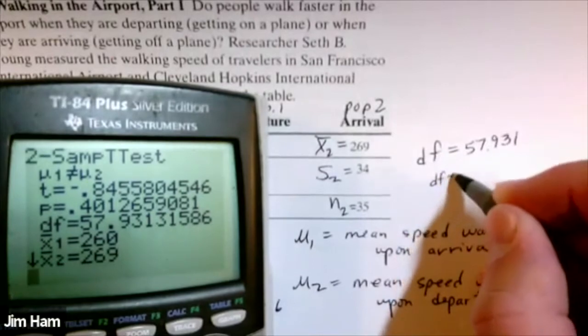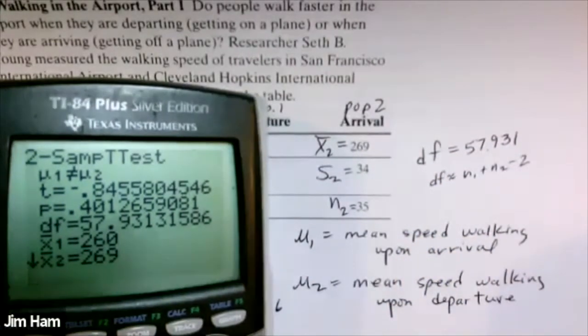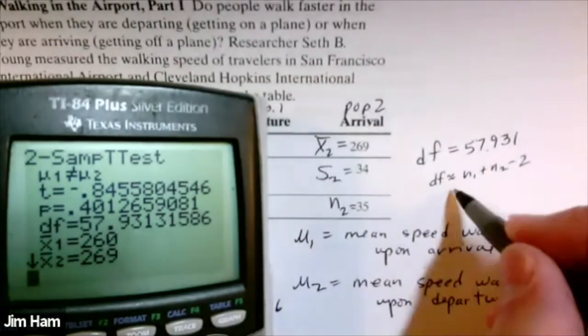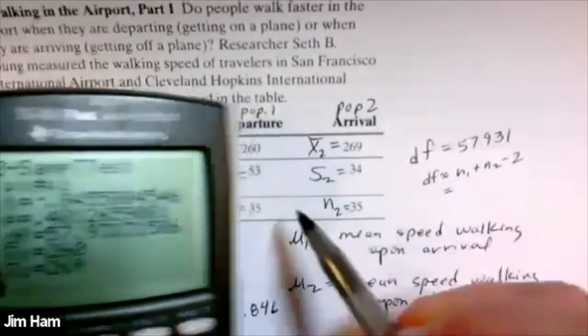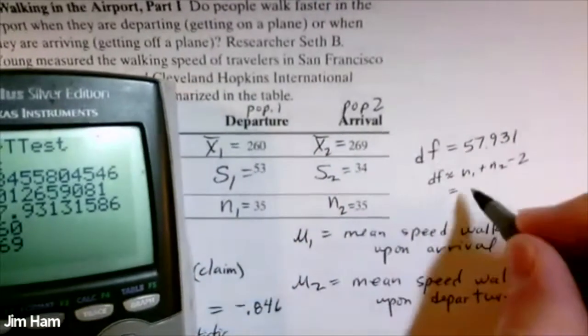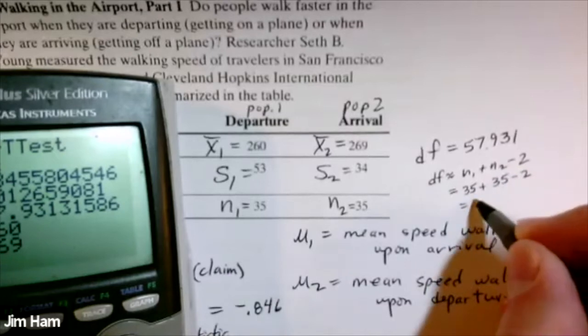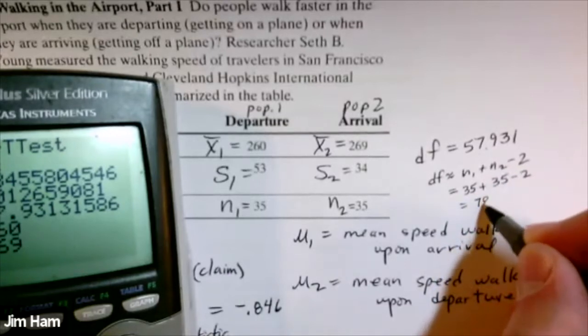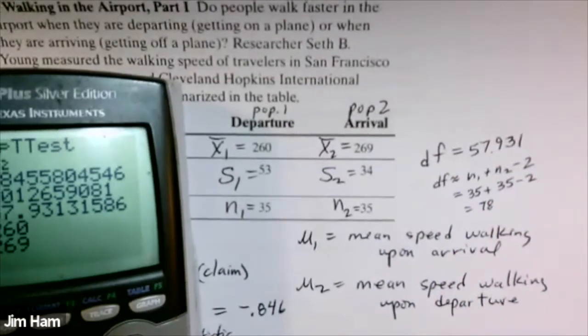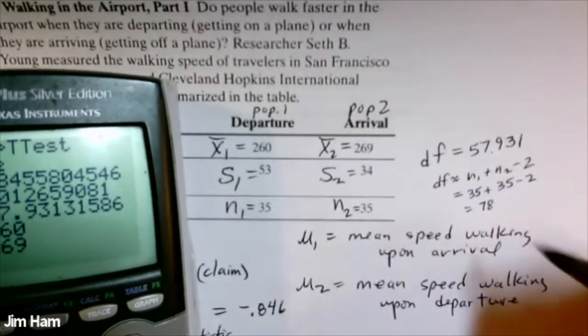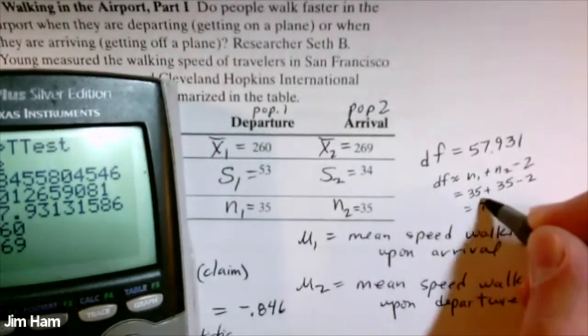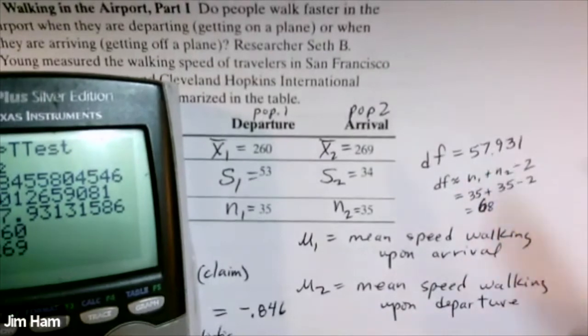So if we use this n1 plus n2 minus 2, you can see that n1 and n2 are both 35. And so if you take 70 minus 2, you get 78. Well, that doesn't seem to work very well here. No, 68. 70 minus 2, 68. All right, so it's still a ways off.